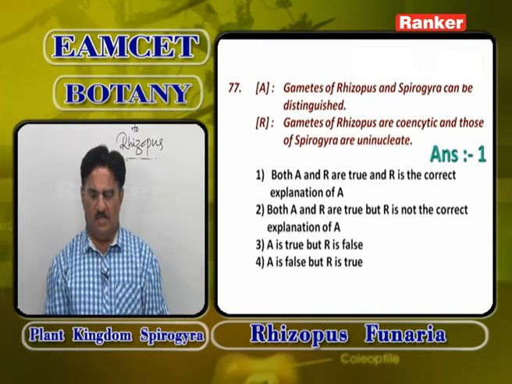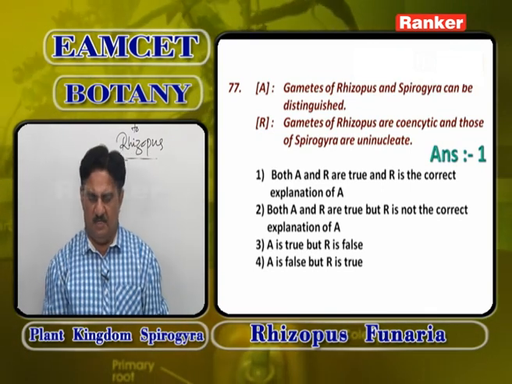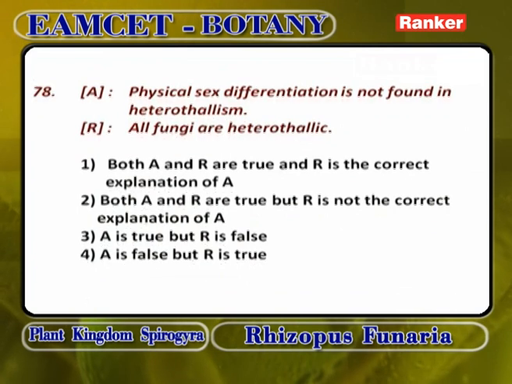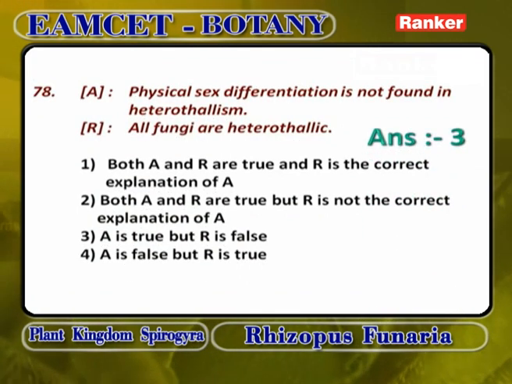So, both are related to each other. Hence, the answer will be both A and R are true. R is the correct explanation of A. Another assertion reasoning.